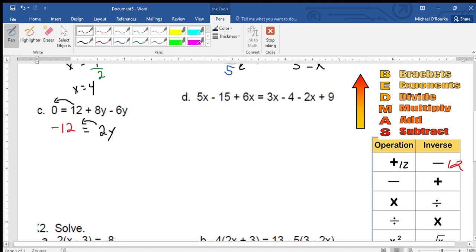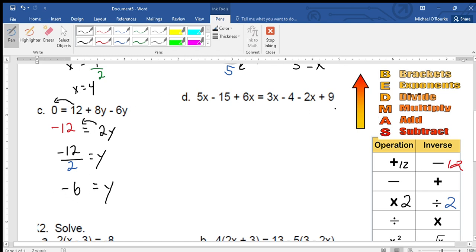So at the very last step, I have a multiply. So when it comes over, I have a multiply by 2. So it's going to become a divide by 2, which then equals negative 12 divided by 2 equals y. Okay. Oops, I didn't finish that question. y equals negative 6. Almost went away with it.